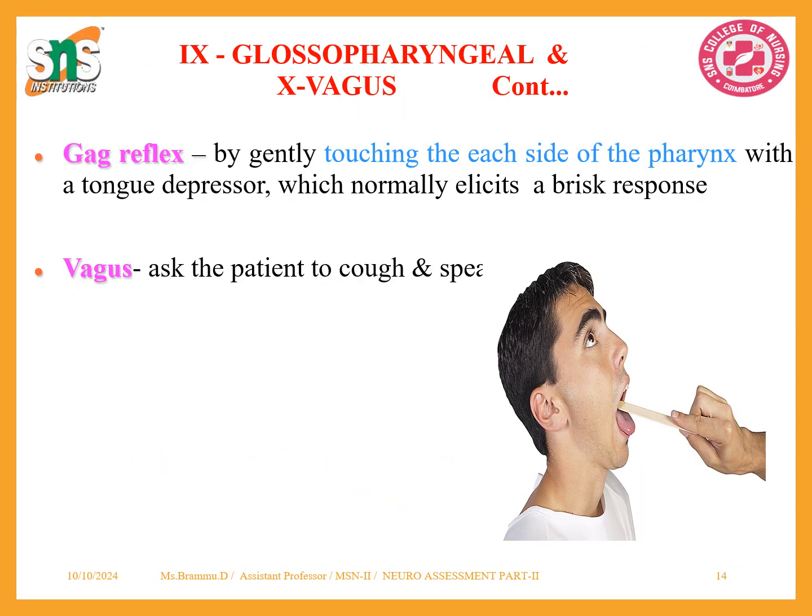To assess the vagus nerve, we will be assessing the gag reflex. To assess the gag reflex, we touch the side of the pharynx with a sterile tongue depressor, and if the patient tries to bring out something or has some sort of vomiting sensation, that indicates the gag reflex is intact. To assess the vagus nerve, we can also ask the patient to cough, and if the patient is able to cough immediately, then the vagus nerve is said to be intact.